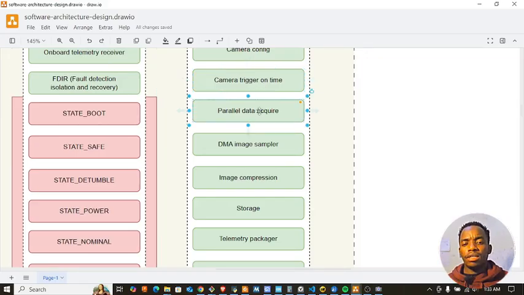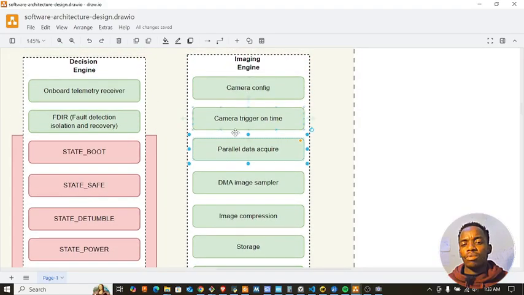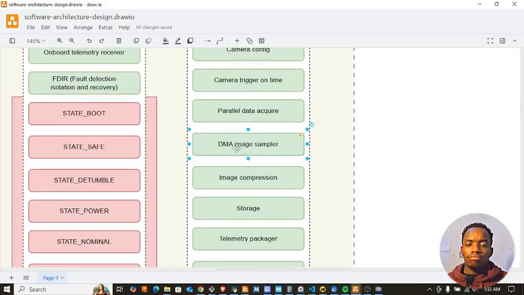Next, we acquire that data in parallel. So most of the time, you realize this camera uses parallel communication, because it's a high data rate, high bit rate, so you capture that data. Obviously, you have to do it through DMA, otherwise your CPU on the controller will be flooded.